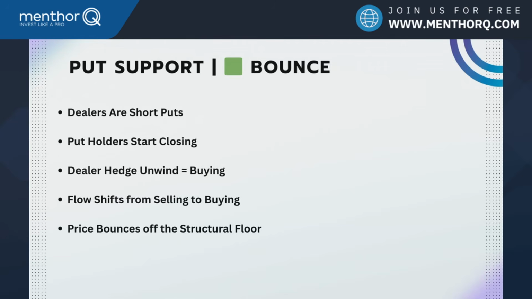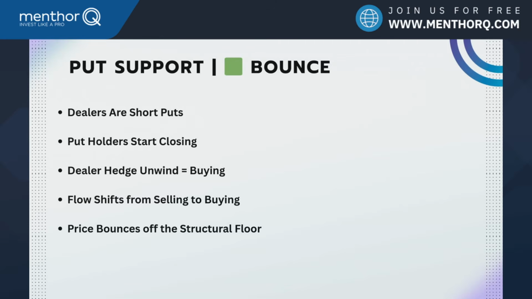So the first scenario, and we're going to walk through two probable scenarios on what could happen at the put support level, is really, in this case, dealers are short puts, and dealers who sold puts are also now short gamma, and they're hedging their exposure by selling the underlying asset or futures as the price drops. If we have put holders, they also might start to monetize their puts. They might start closing their puts. So as the price approaches the put support, put holders begin monetizing, closing their positions.